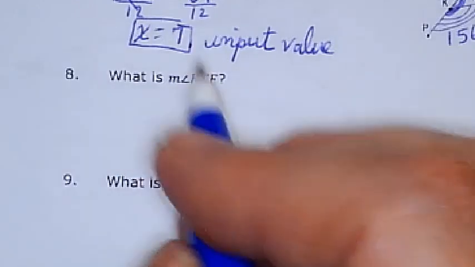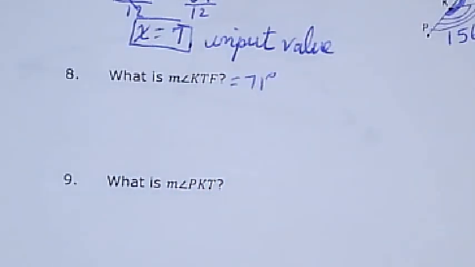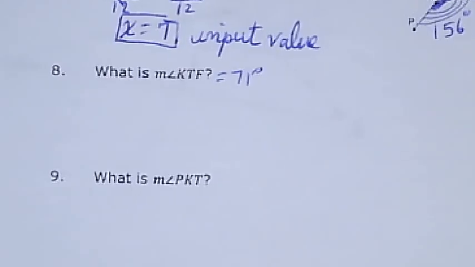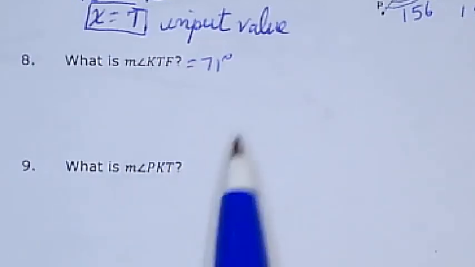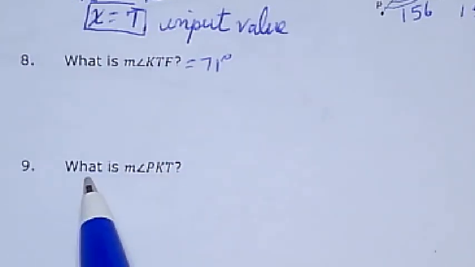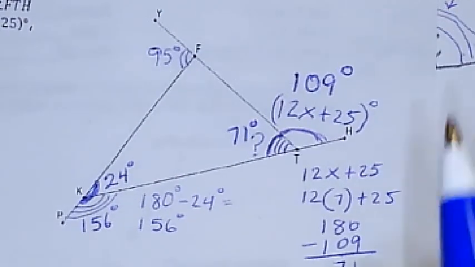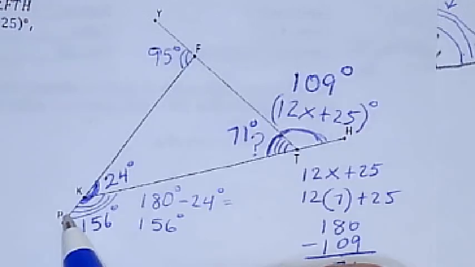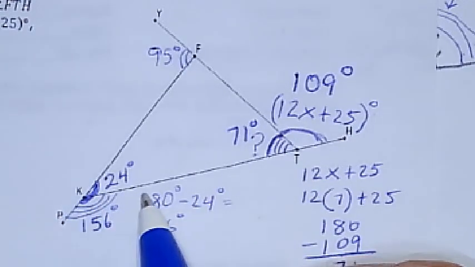There are other ways of doing it. So if you got the same answer a different way, don't feel bad or don't second guess yourself. What is the measure of angle PKT? Well, can we even find PKT? Well, you start at P, you go to K, and then you go to T. PKT, it's this angle right here. We already found it. What's the answer?